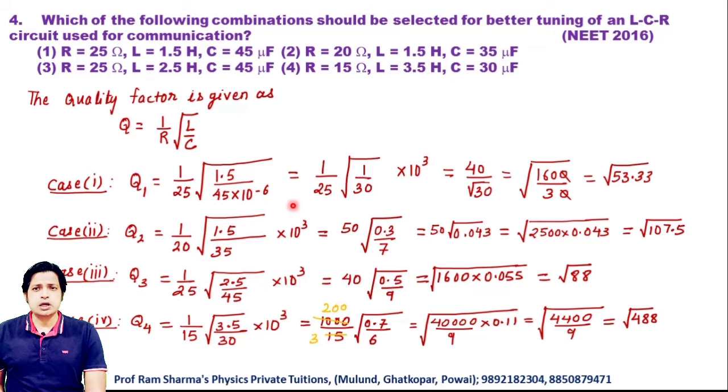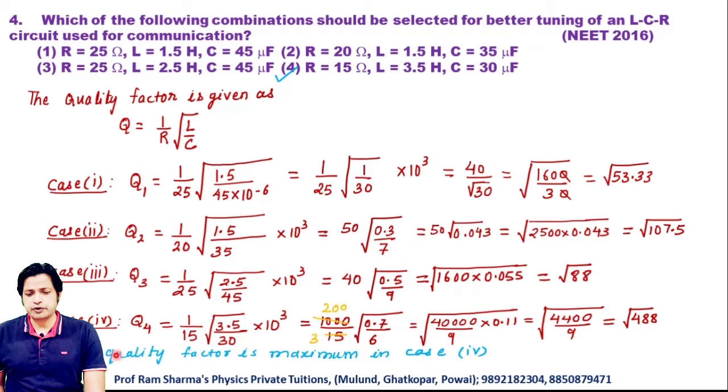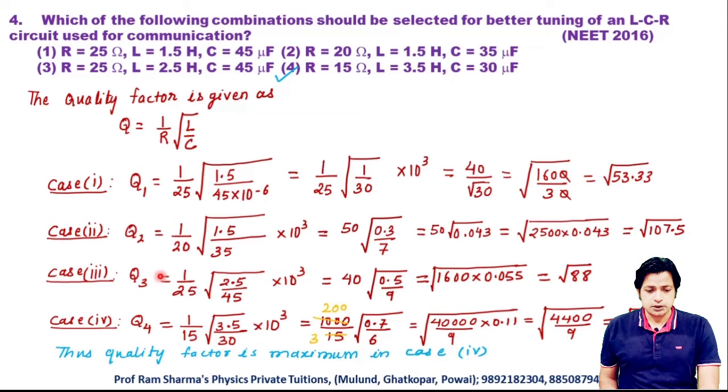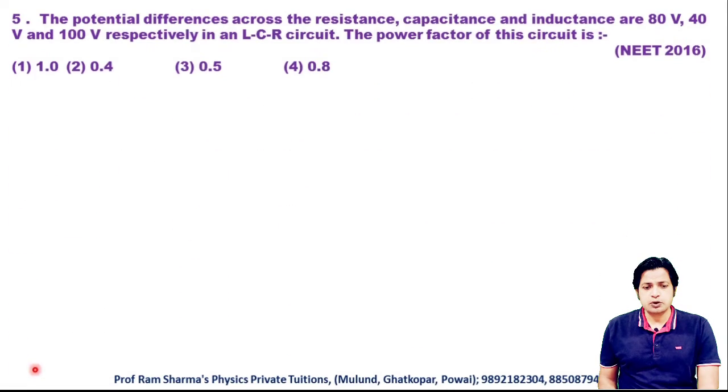Such questions come, but there is very little chance that this type of question might appear in the exam. But it has happened. It happens sometimes. So you can say that the quality factor is maximum in case 4. So this would be the answer. It is very time consuming also, so such questions you should solve at the end. Now let's move on to the next, that is the fifth.